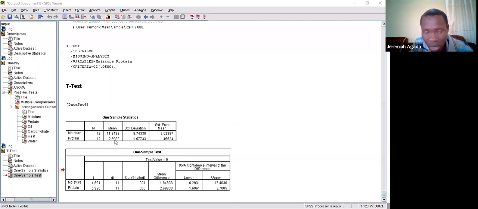Now, we want to see one sample, what happens at the end of the day? Is there a significant difference? According to SPSS here, look at the significance: 0.001 and 0.000. So the result here is showing a significant difference. If you're comparing, there's a significant difference in this case.